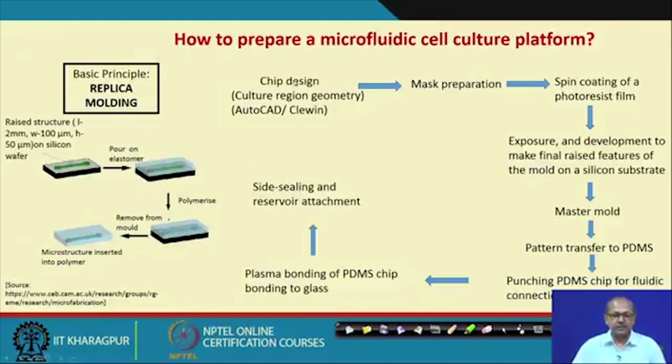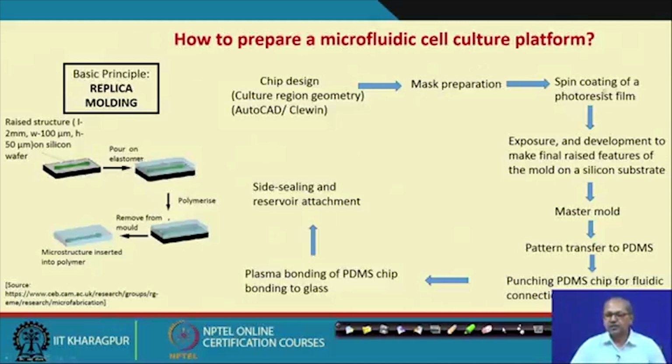So, that is chip design. What are the structures you need? You have to design them in AutoCAD or Clewin using software. Then comes mask preparation, which means your chrome mask, that you are generally using.